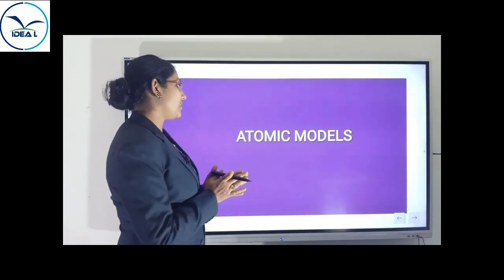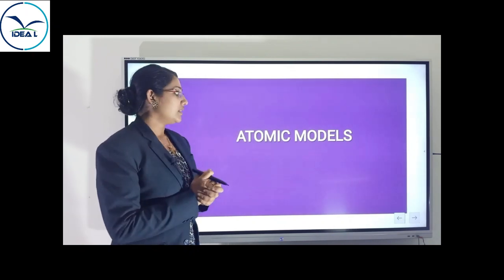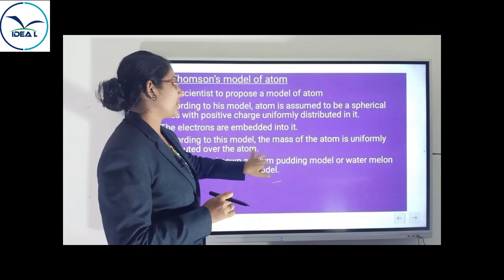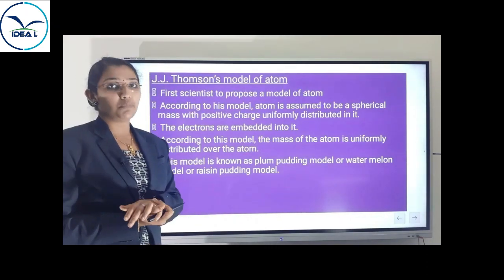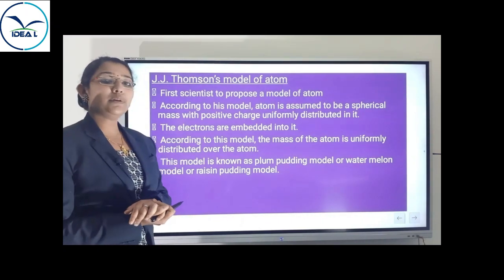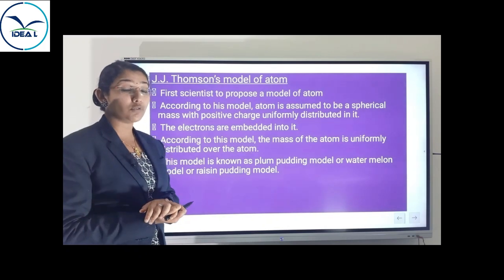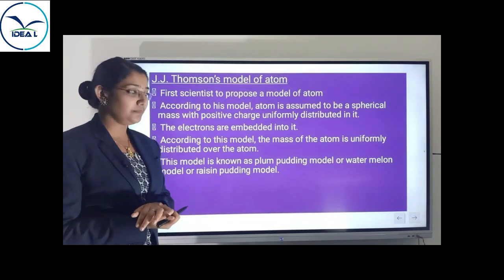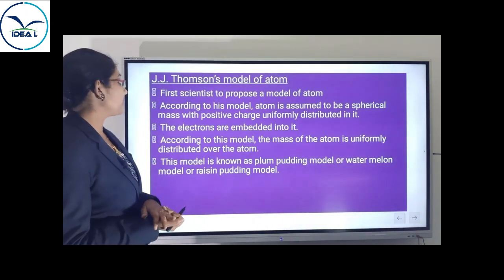Okay, next we are going to study atomic models. These portions are also familiar to you. Yes, first J.J. Thomson's model of atom. He was the first scientist who proposed a model for atom. That is known as J.J. Thomson's model of atom. And what are the postulates in Thomson's model of atom?